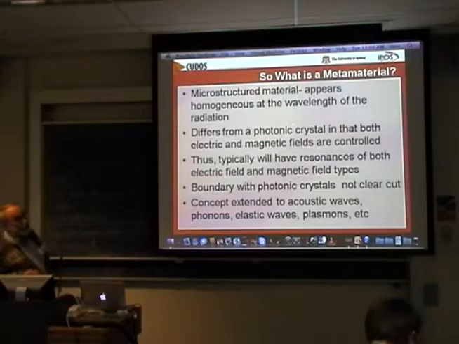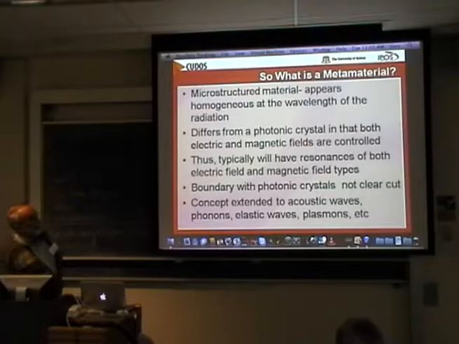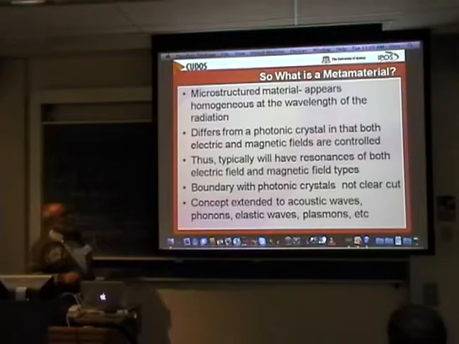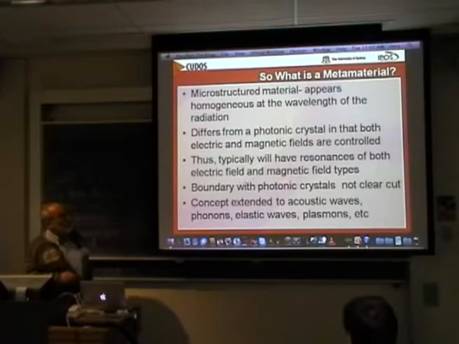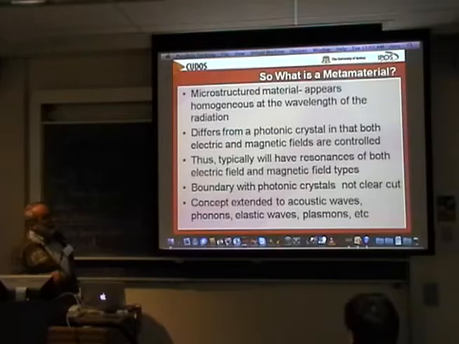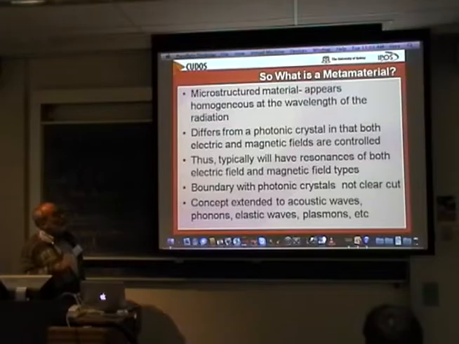It's going to have both types of resonance, and it's going to be a metamaterial when both resonant regions overlap. The boundary, however, between photonic crystals and metamaterials is not clear cut, because as soon as Pendry started showing these terrifically interesting properties associated with magnetic effects in structured materials, people looked at what happens if you put magnetic materials in a photonic crystal. So this is not a clear-cut boundary. I don't think it is. I think those two fields essentially will merge over time.